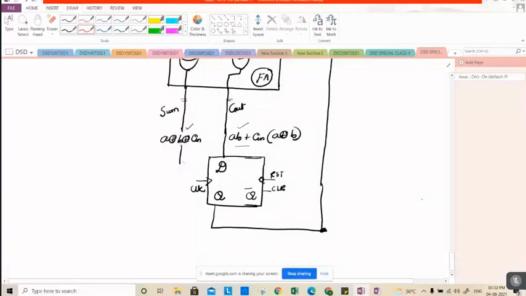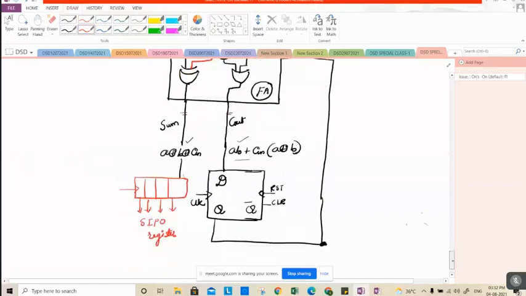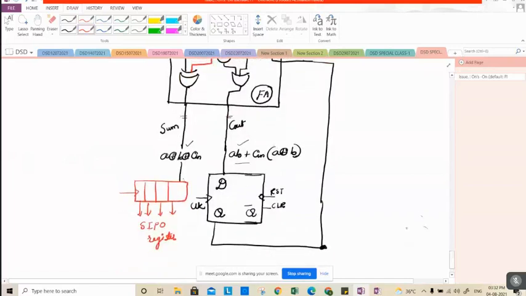And here I'll take a register, and this is my serial in parallel out register. Now I'll collect my final C out here. Final carry.